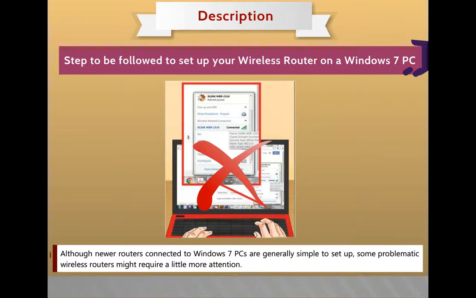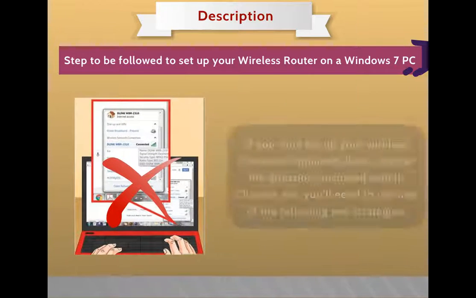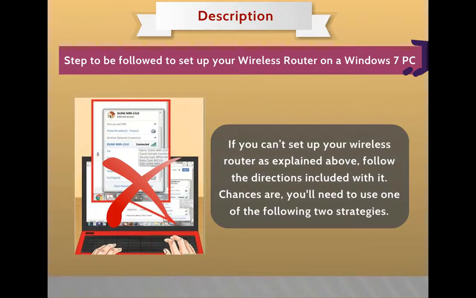Although newer routers connected to Windows 7 PCs are generally simple to set up, some problematic wireless routers might require a little more attention. If you can't set up your wireless router as explained above, follow the directions included with it. Chances are, you will need to use one of the following two strategies.